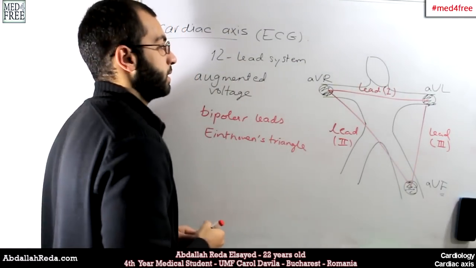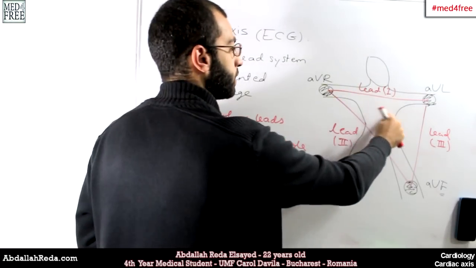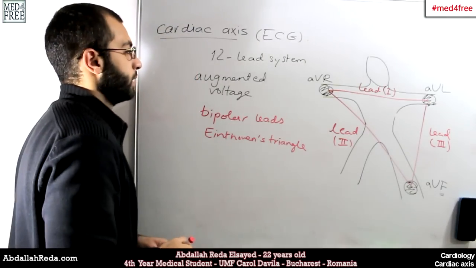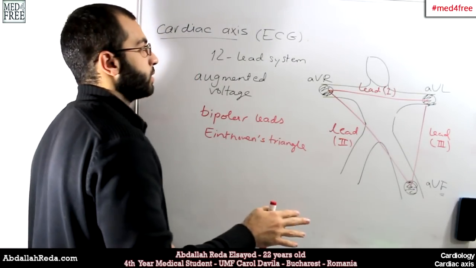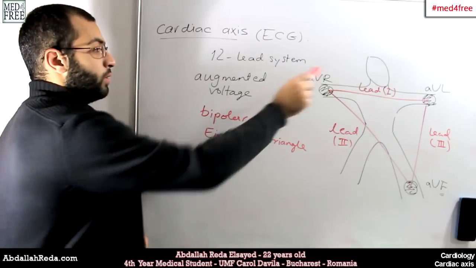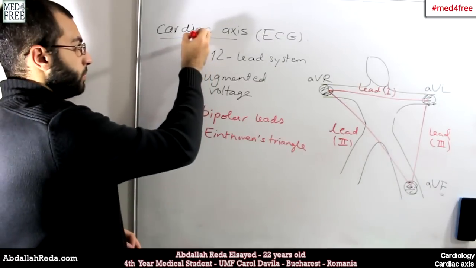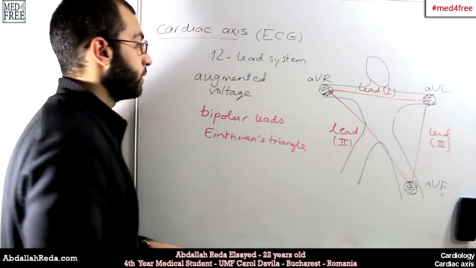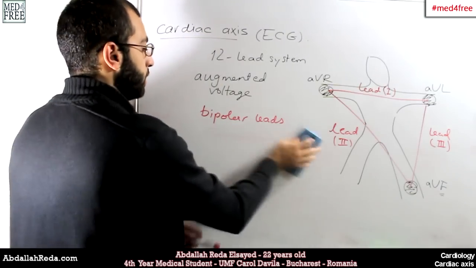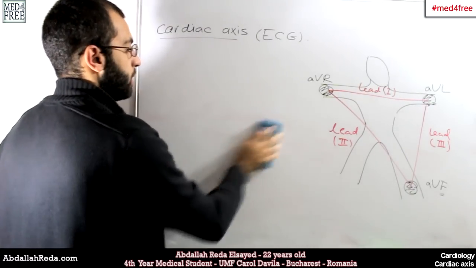And the other 6 leads are found on a horizontal level on the chest to monitor the heart horizontally. We're not going to use those for our lesson today. We're going to use the 6 limb leads, on the other hand, in order to understand how to determine the cardiac axis. So we're going to plot those leads on a Cartesian plane.